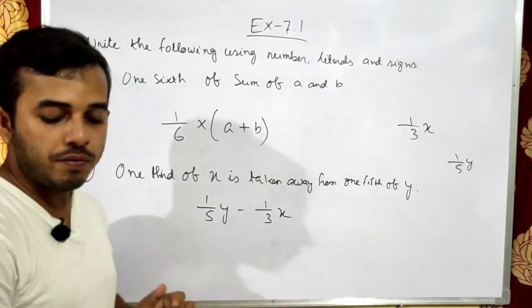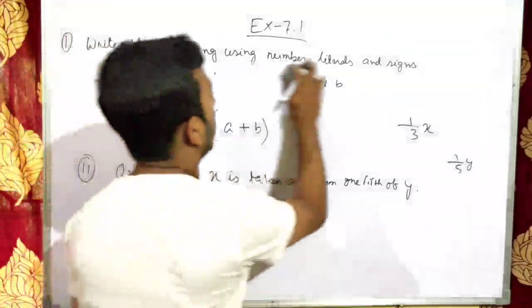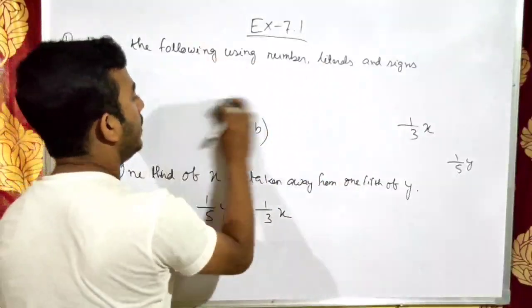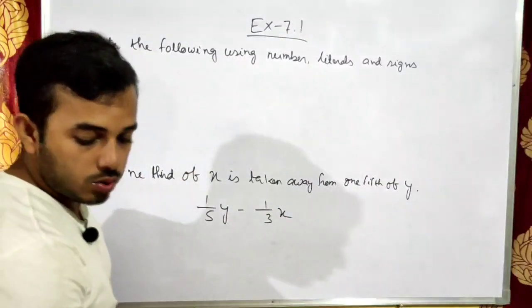If a is taken away from the sum of b and 17, we get the result 21.